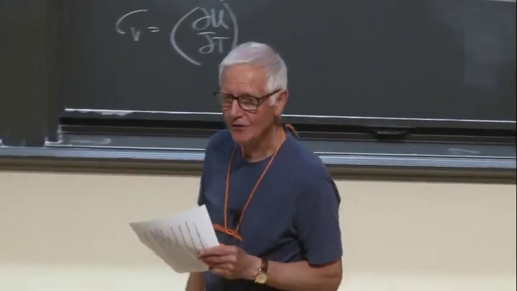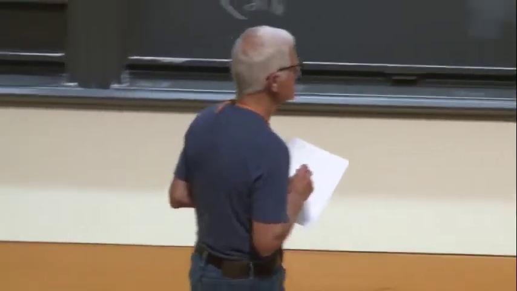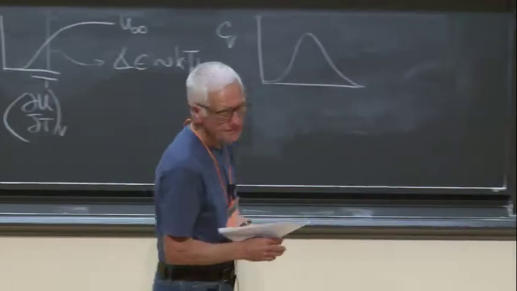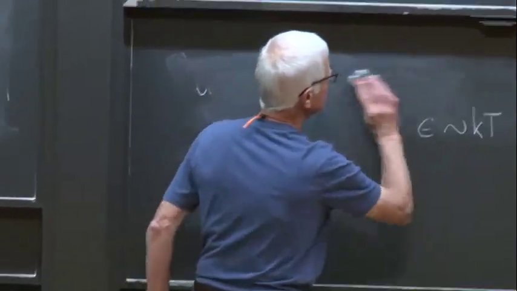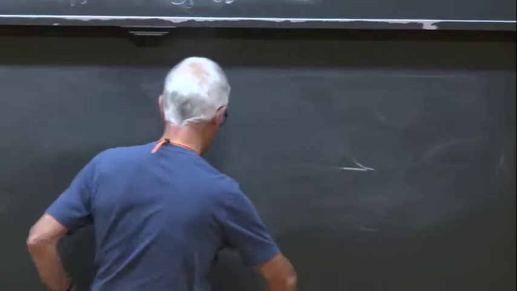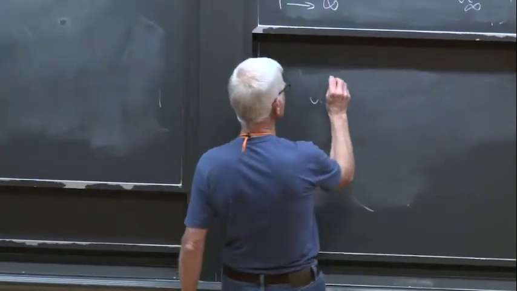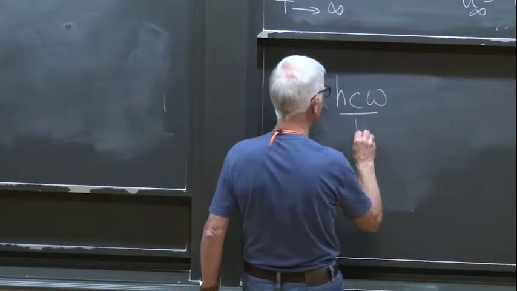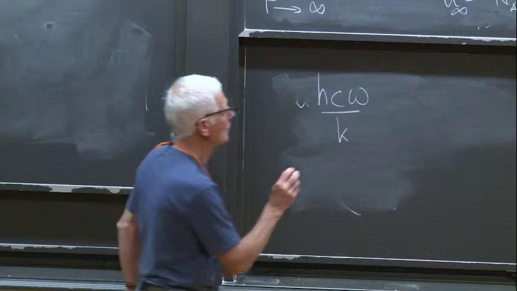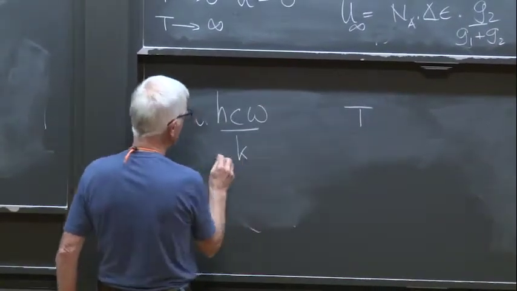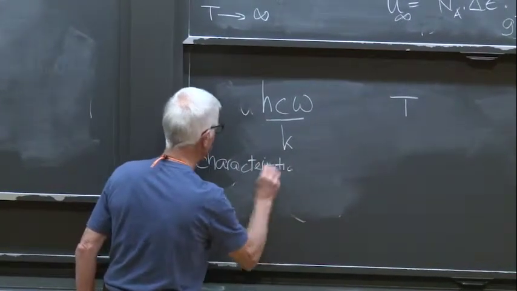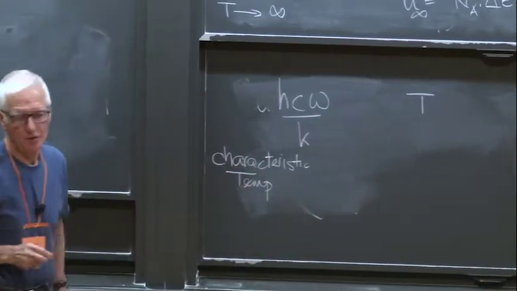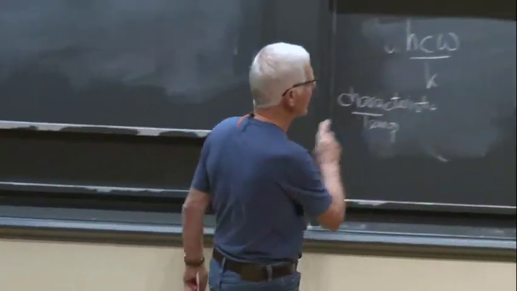Okay, are you following this diligently and making sure that I'm getting this right? Okay, so what does that look like? What we've got to do is consider this quantity, hcω over k, and compare that with the temperature. And this thing is called the characteristic temperature of the vibration. So compare that with temperature.